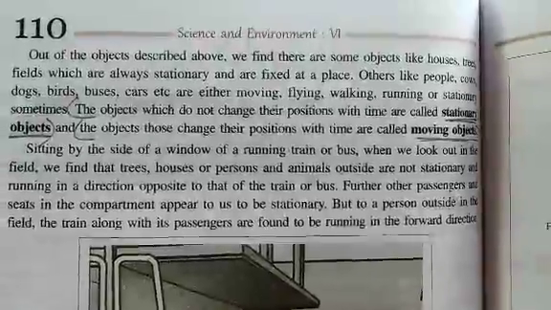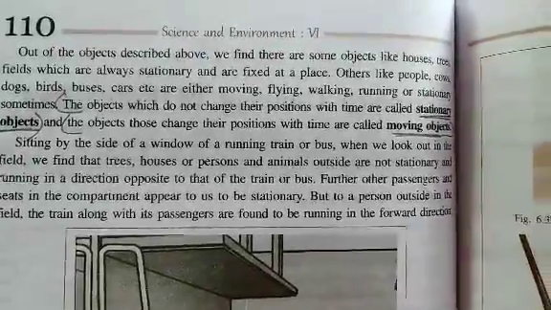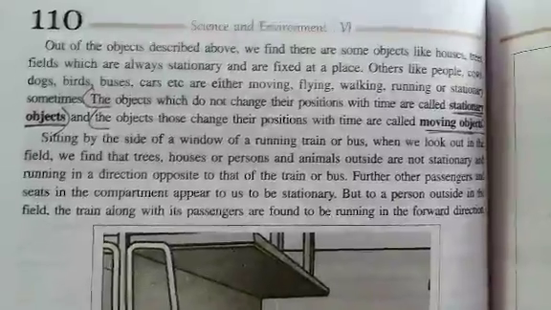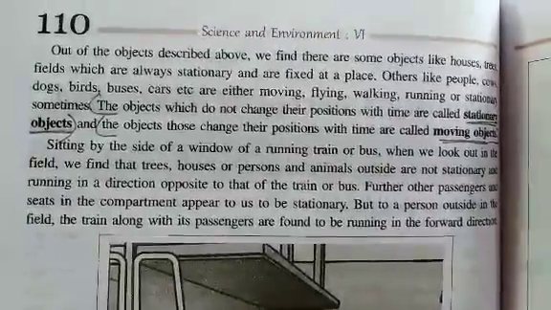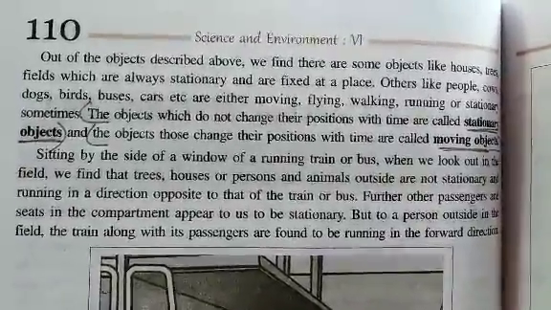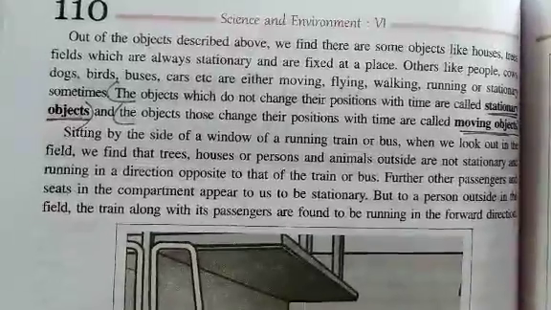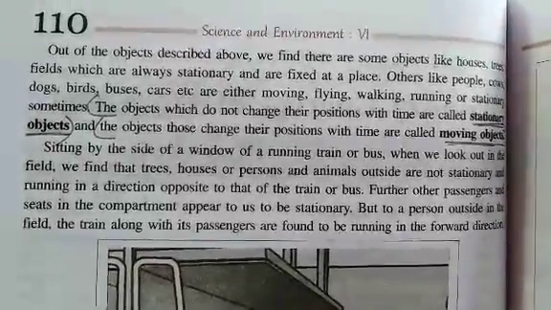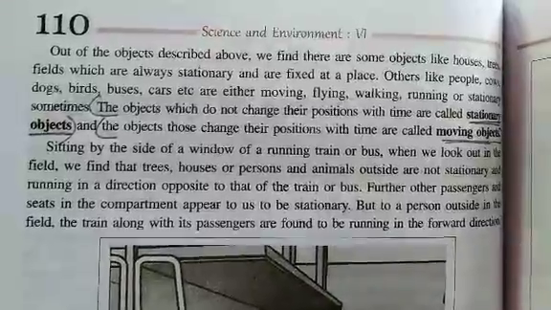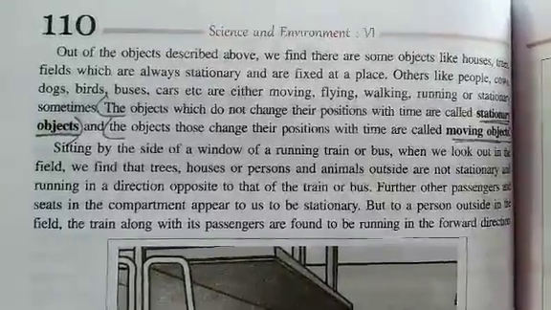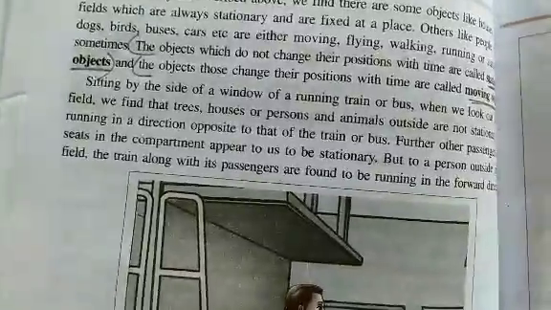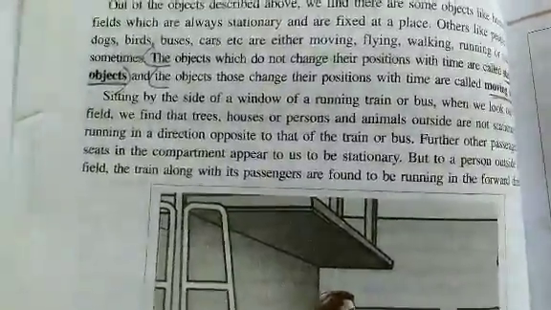Suppose you are walking, birds are flying, dogs are running. These all are examples of moving objects. And for the stationary phase, suppose a tree, a chair, a table, these all are in resting phase. That's why they are called stationary objects. But this depends on the condition of the viewer.